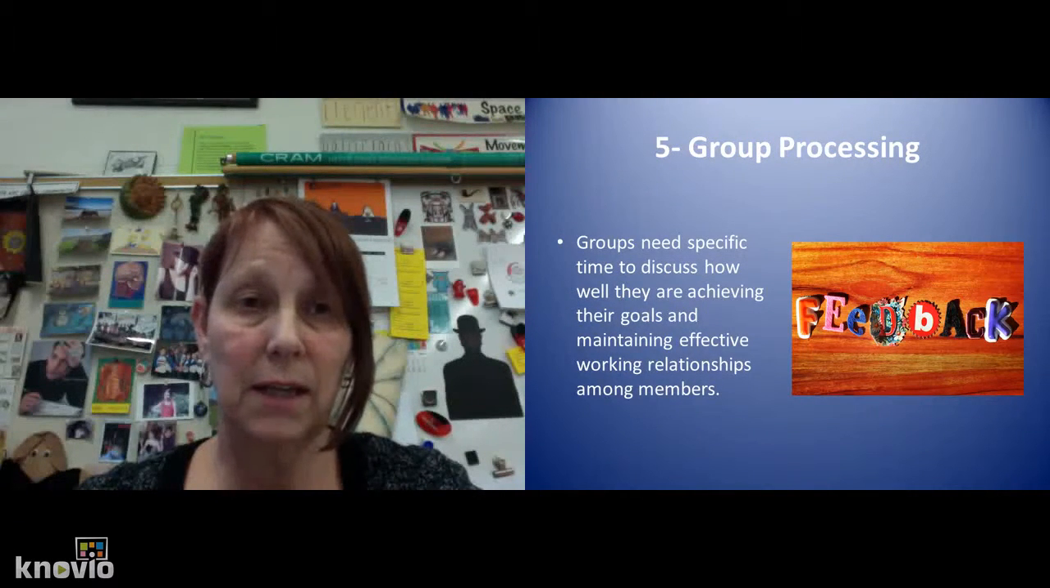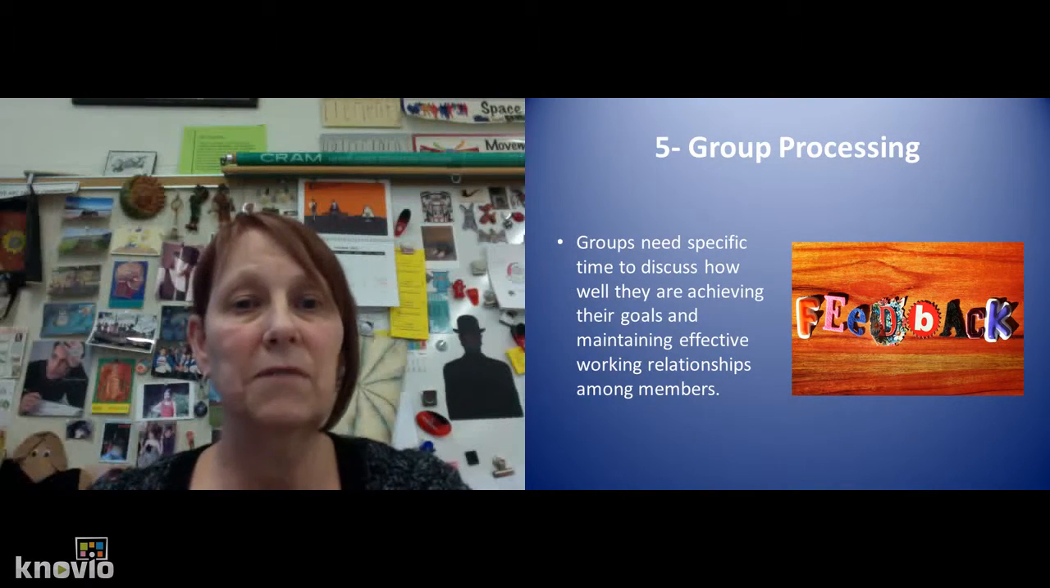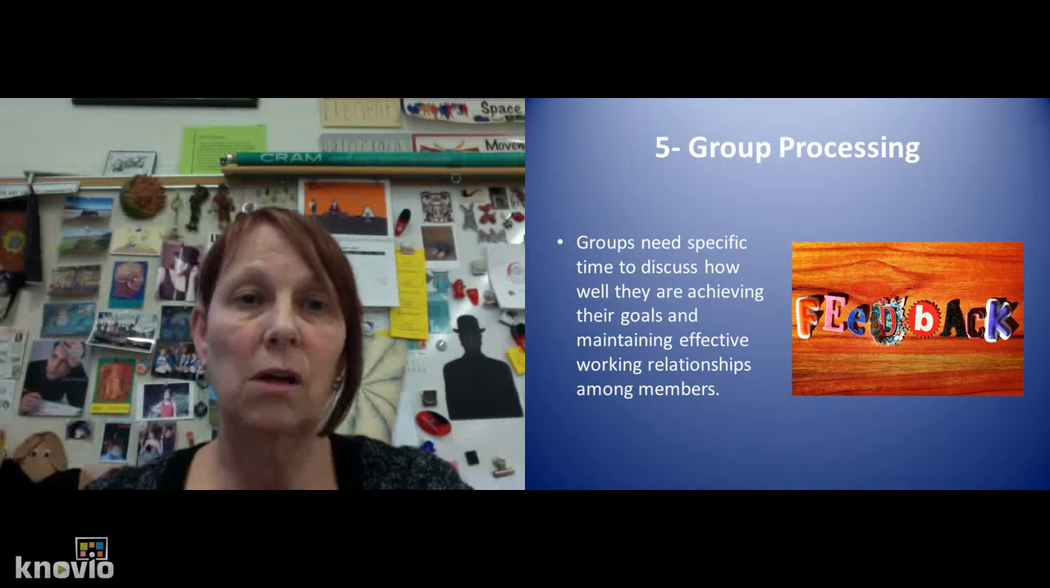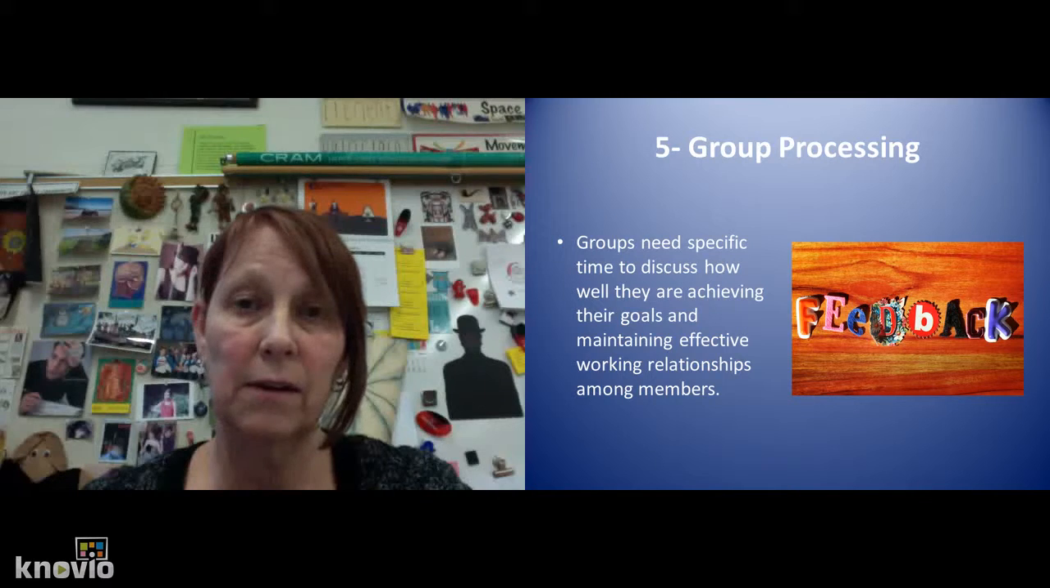Group processing. Teachers structure group processing by assigning self-assessment specific tasks. Teachers also monitor the groups and give feedback on how well the groups are working together.